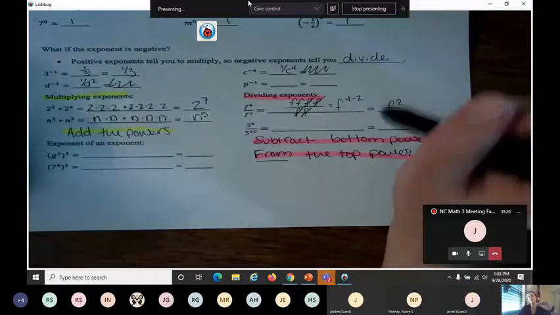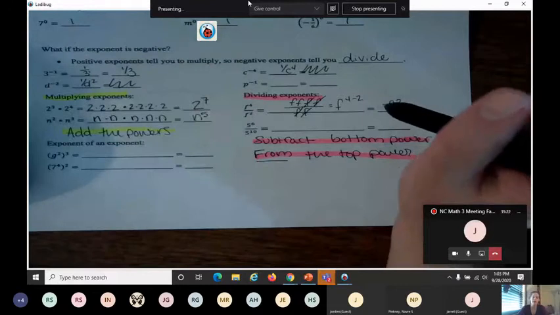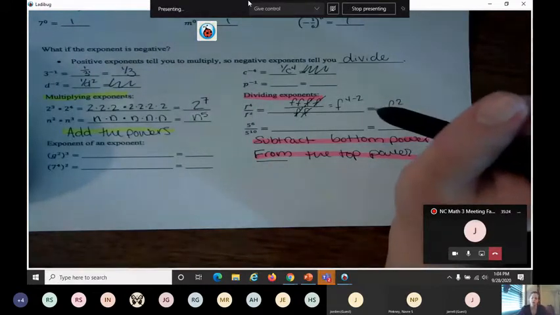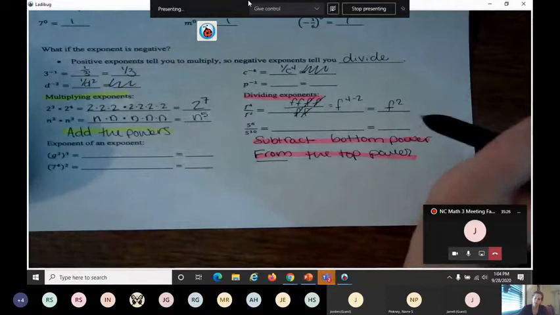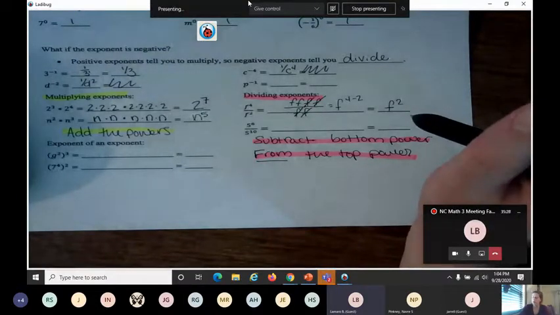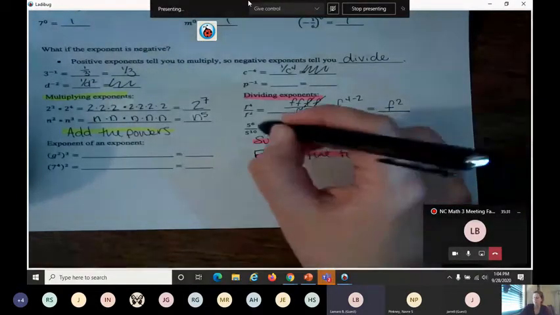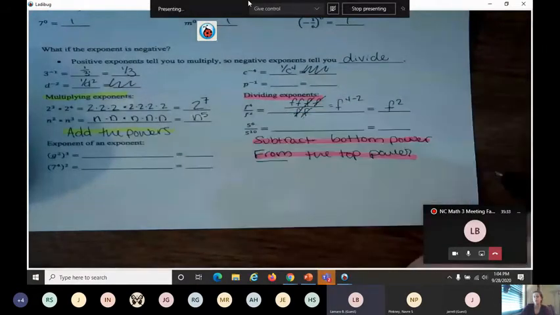All right. Let's find somebody to do the last one. Lamero, are you here? Yep. Okay. So here we have 5 to the 6th over 5 to the 10th. How are we going to rewrite that?